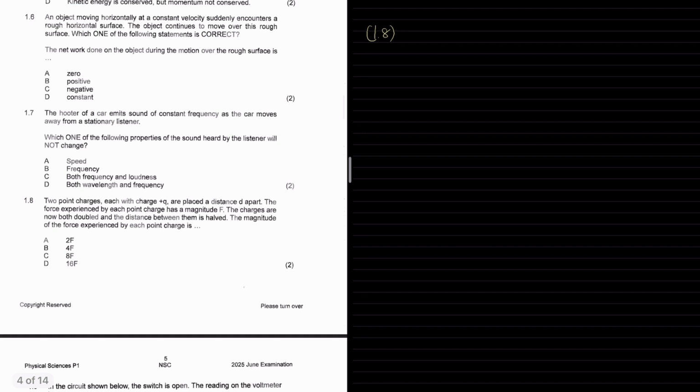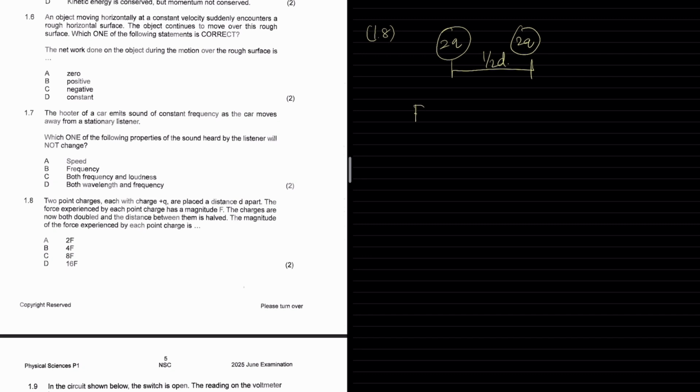Question 1.8. Two point charges, each with charge Q, are placed at distance d apart. The force experienced by each point charge has magnitude F. The charges are now doubled and the distance is halved. So we have both charges now with 2Q, and we've now halved the distance.